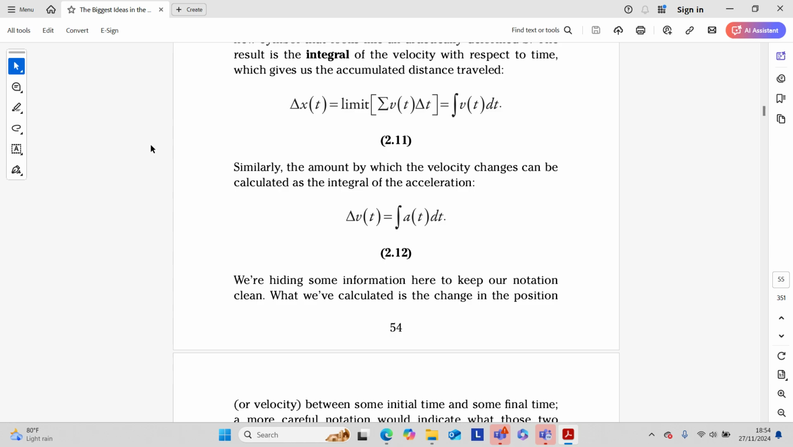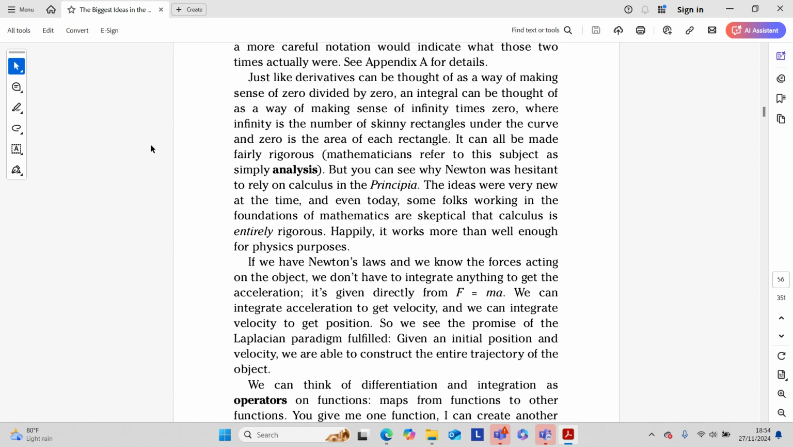We are hiding some information here to keep our notation clean. What we've calculated is the change in the position or velocity between some initial time and some final time. A more careful notation would indicate what those two times actually were. See Appendix A for details.